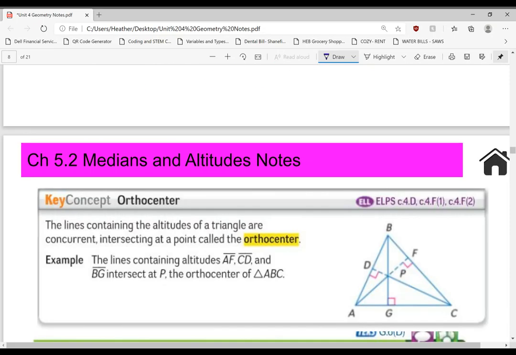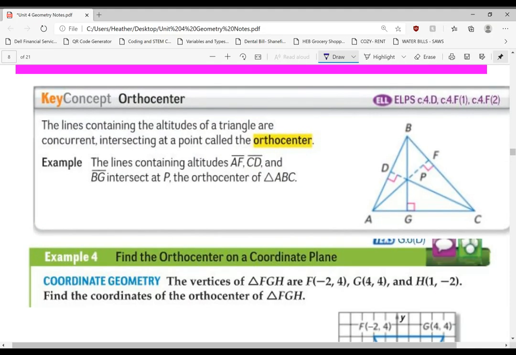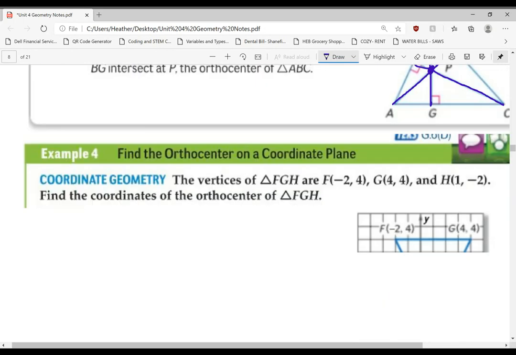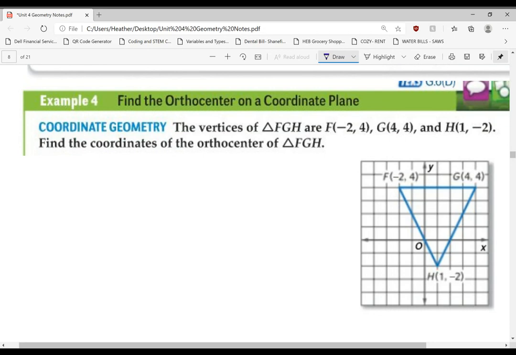Now let's look at the next part. The lines containing the altitudes of a triangle are concurrent, intersecting at a point called the orthocenter. The lines containing altitudes AF, CD, and BG all intersect at point P, the orthocenter of triangle ABC. So let's use that concept to do example 4, which is our last example.